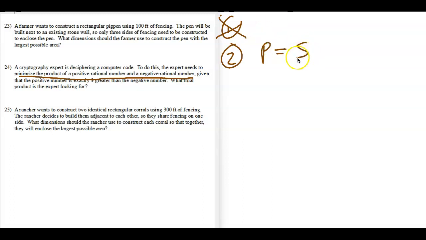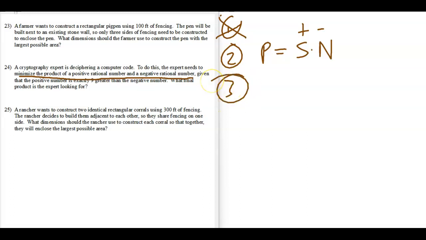I'll use S for positive, I guess. And then n for negative. So my product is my positive number times my negative number. I'll put signs above it just so I can remember which is which. That's my primary equation. That's the one I'm trying to minimize.